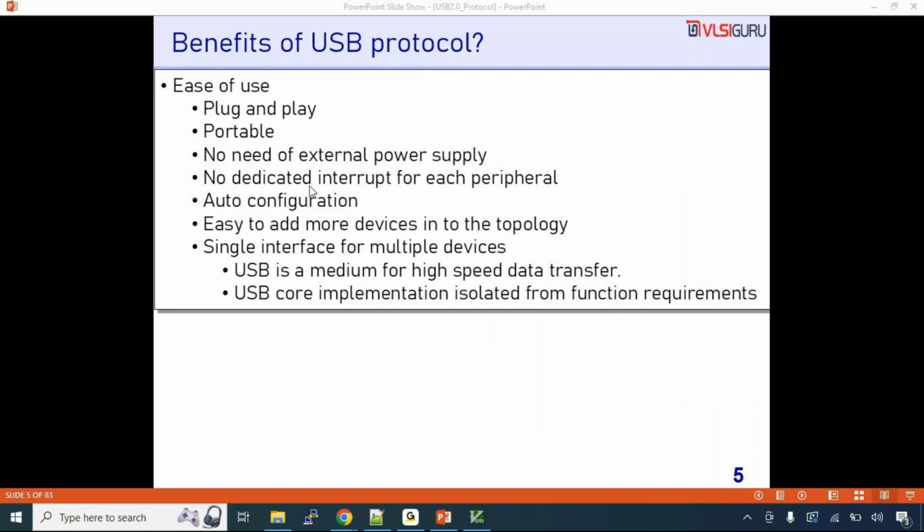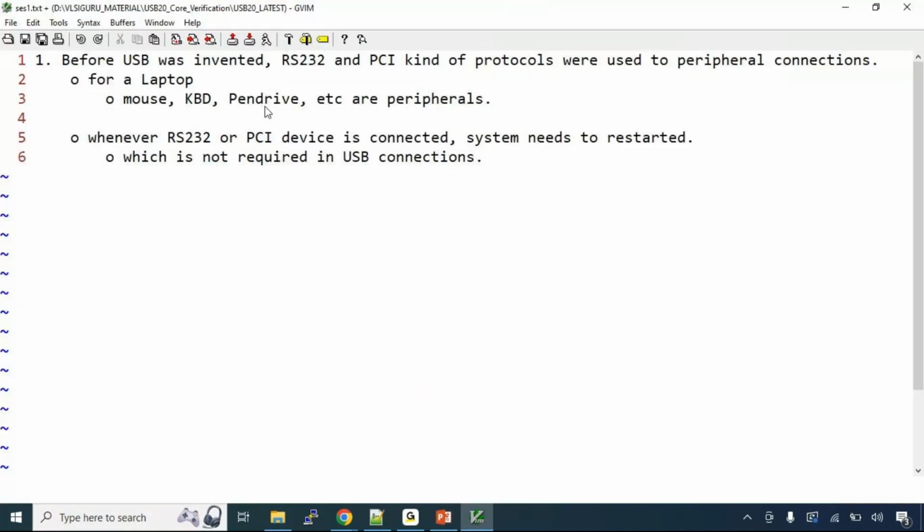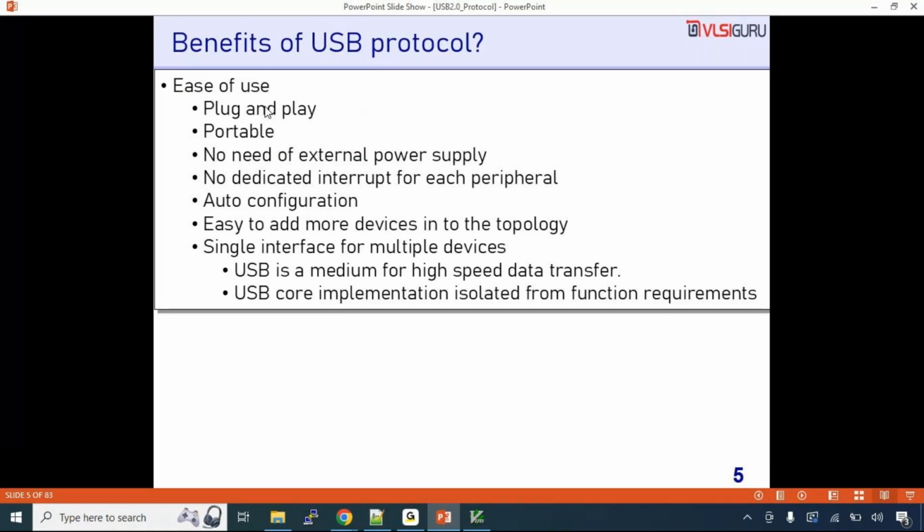Next, no dedicated interrupt for each peripheral. Generally, someone who has attended our Verilog training, when you have studied the interrupt controller, or even other people joining this batch as a separate course, you know that in every system there is a concept called interrupt. The peripheral generates an interrupt to get the processor's attention. Whenever I say peripheral, understand that we are talking about keyboard, mouse, pen drive, these kinds of things. They generate an interrupt whenever they need the processor's attention.